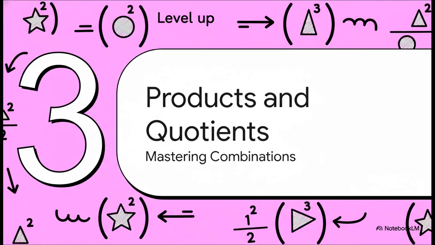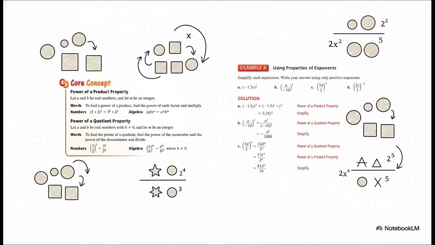Okay, time to level up a little bit. We've got the core rules down. Now let's see how they help us tackle stuff that looks a bit more complicated. Specifically, what happens when you raise a whole group of things, or even a whole fraction, to a single power? So check this out. We've got two more super useful properties here.